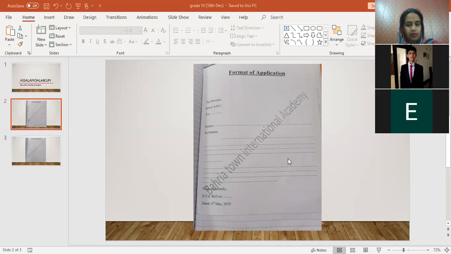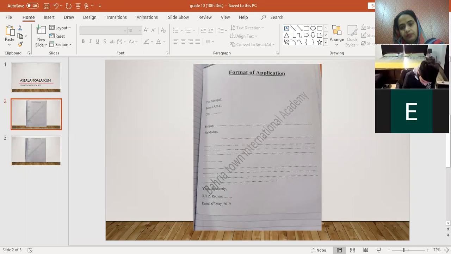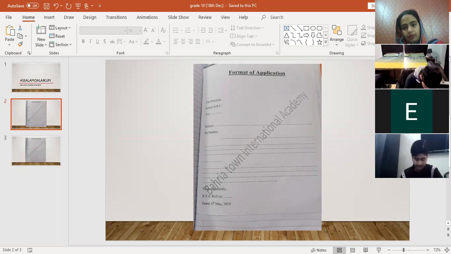Keep a pencil and a paper in front of you, and just write the starting. Be quick. I'm giving you 2 minutes. Everyone, please turn on your camera so that I can see whether you people are writing or not.